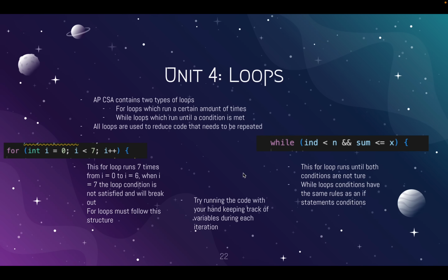Now we're going to go over loops in Java. So there are generally two types of loops in Java: for loops, which will run for a certain amount of time, and while loops, which run until a certain condition is met. And all loops do is reduce code that needs to be repeated. For example, this first loop runs 7 times, from i equals 0, 1, 2, 3, 4, 5, and 6. When it reaches i equals 7, the loop will break.